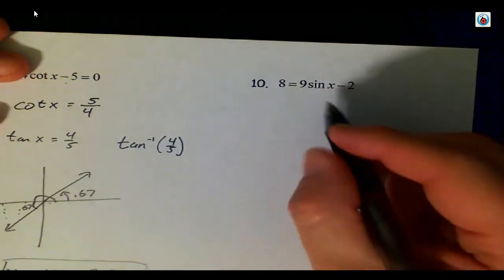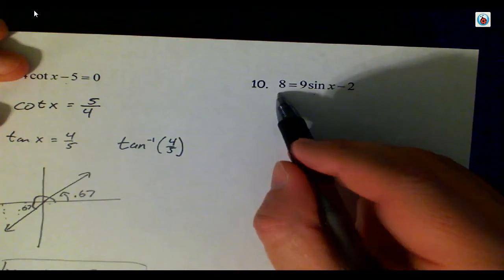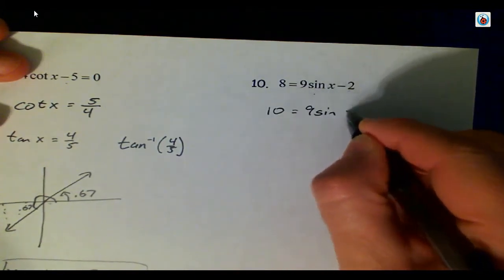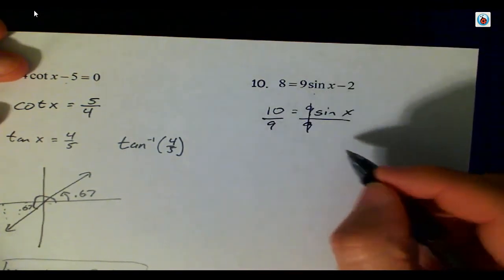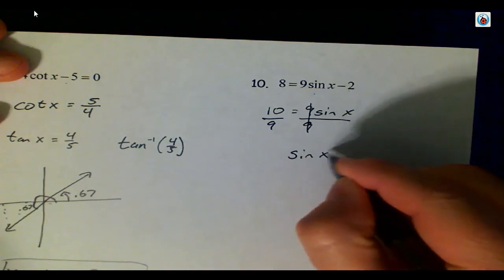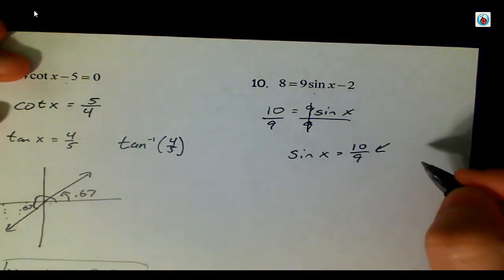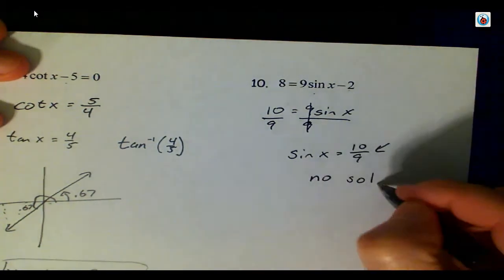Okay, last one. Get sine alone. Move the negative 2 over, so that gives you 10. Divide by 9, sine x equals 10 over 9. This is greater than 1, so that means there is no solution.